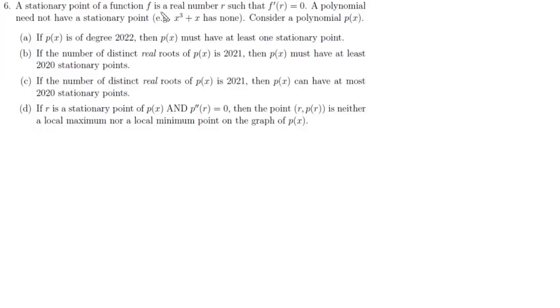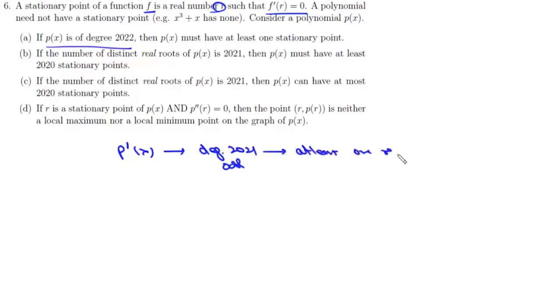Now the question is, a stationary point of a function is a real number r such that f dash r is equal to 0. A polynomial need not have a stationary point. Consider a polynomial px. If px is of degree 2022, then px must have at least one stationary point. Now for this polynomial px, p dash x is a polynomial of degree 2021, which is odd, and any odd degree polynomial will have at least one real root. So it must have at least one stationary point, and that means this option A is correct.